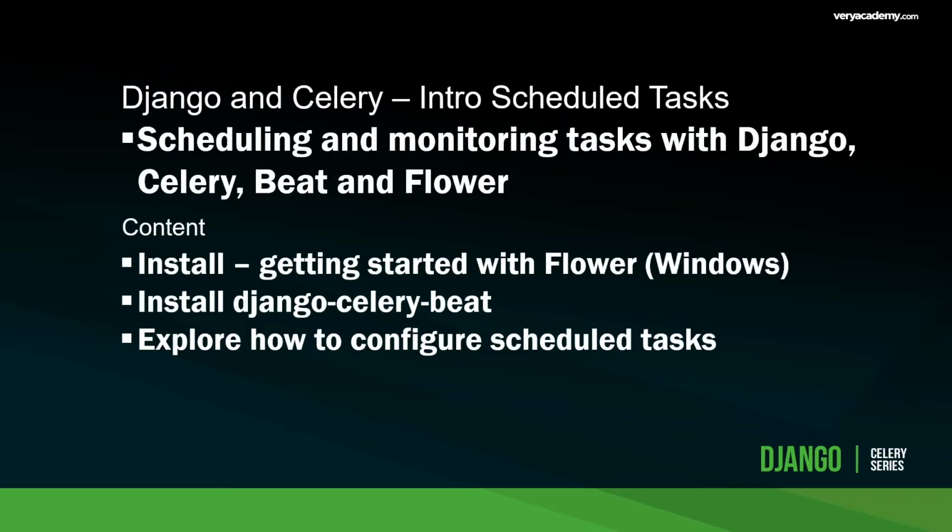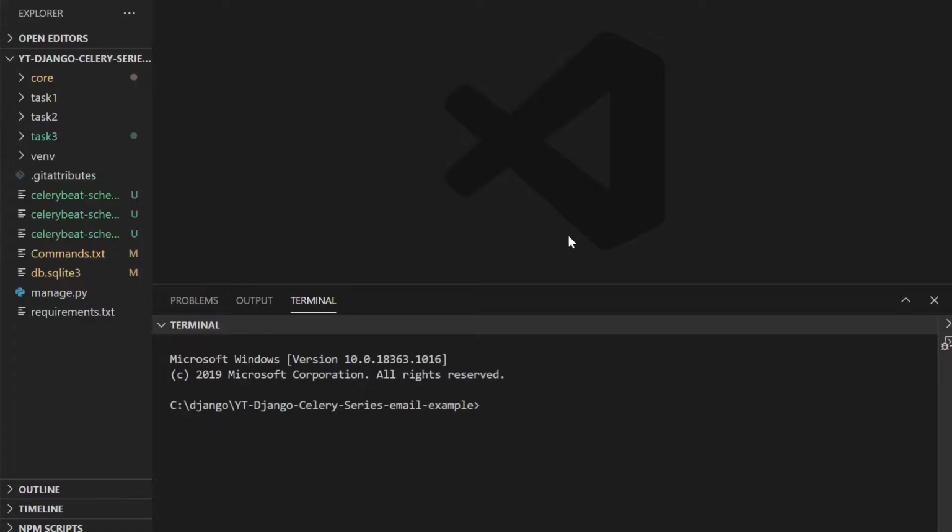Then we move into installing django-celery-beat, which is going to give us an easy interface, or easy backend, we can start to configure scheduled tasks. And we'll have a look at some of the different parameters and start to explore those parameters on how to configure scheduled tasks. So we're fairly new into this series, so we'll just go through the process.